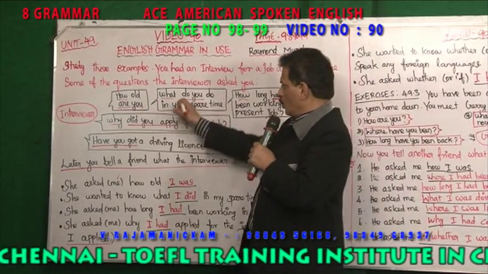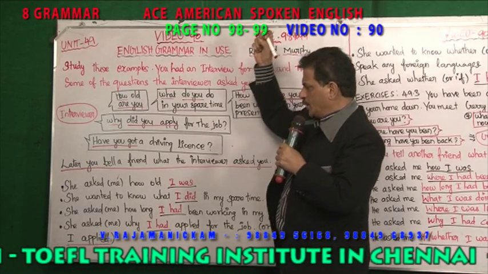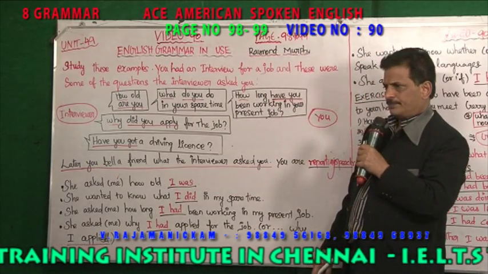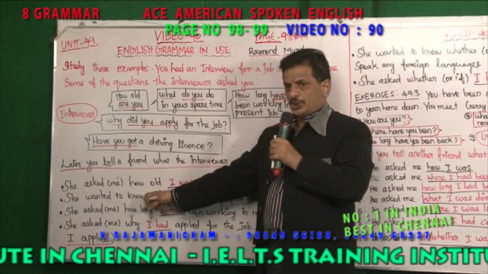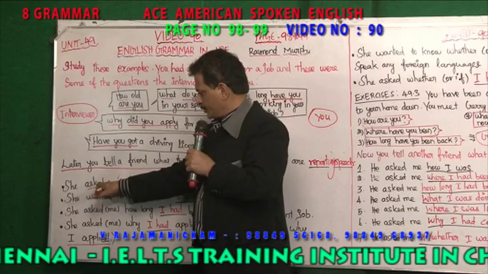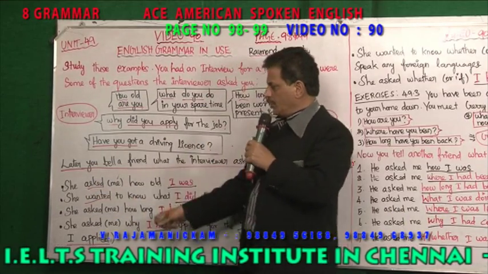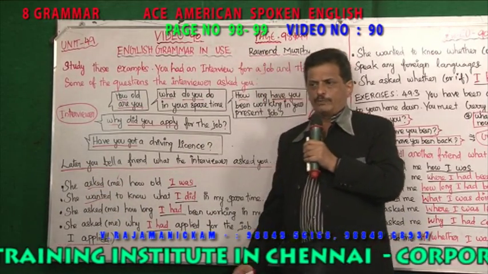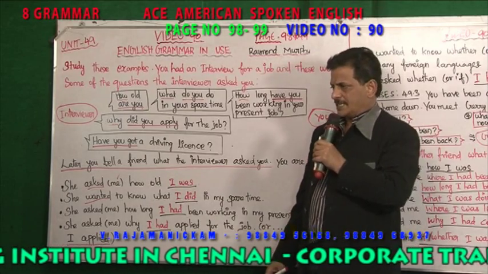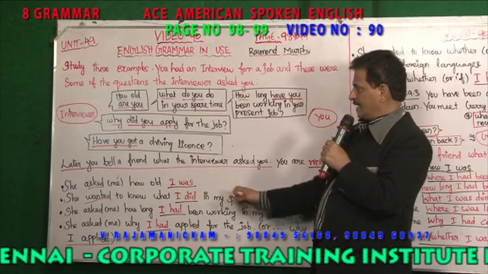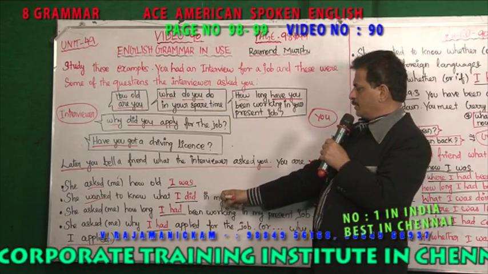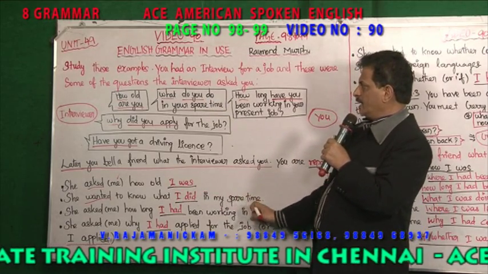Now, coming here, what do you do in your spare time? It is an information question. She wanted to know. "She wanted to know" is the main verb. So whenever you are reporting, you are using it in past tense. She wanted to know what I did in my spare time.